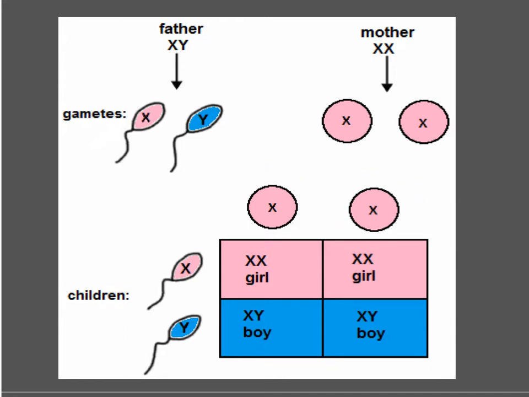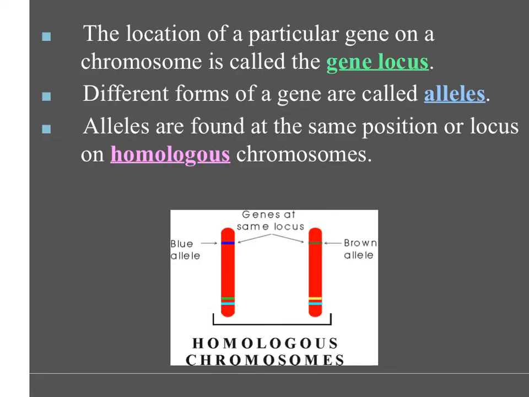And so, it is 50% that you're going to get a girl, and 50% that you're going to get a boy. And the only deciding factor is, will you get that Y chromosome from your father? So that's how you determine sex of an individual.